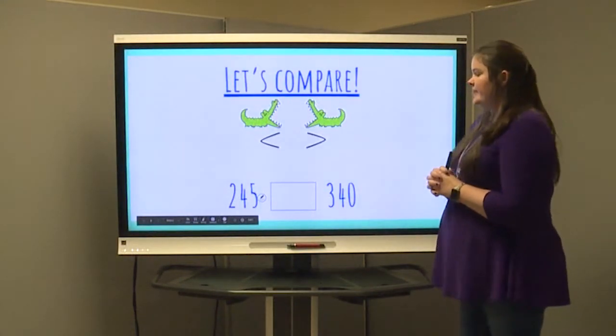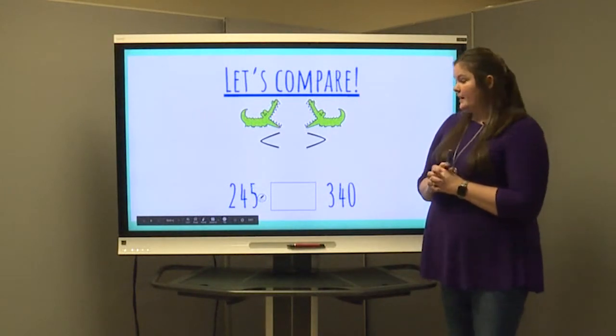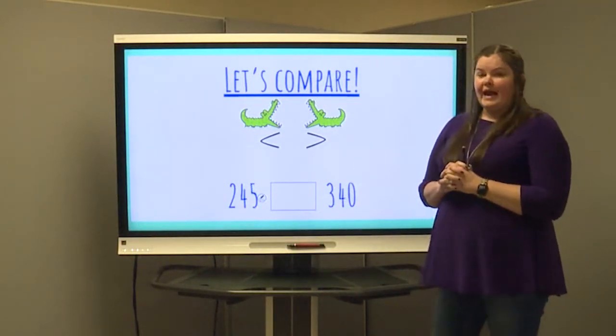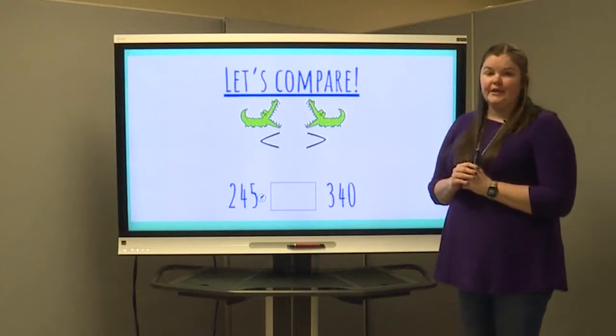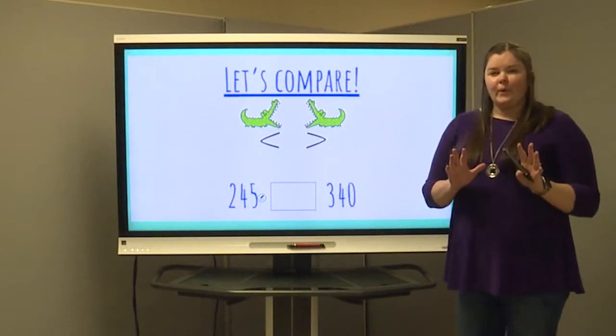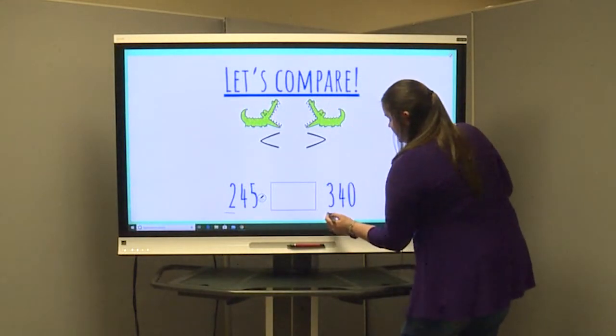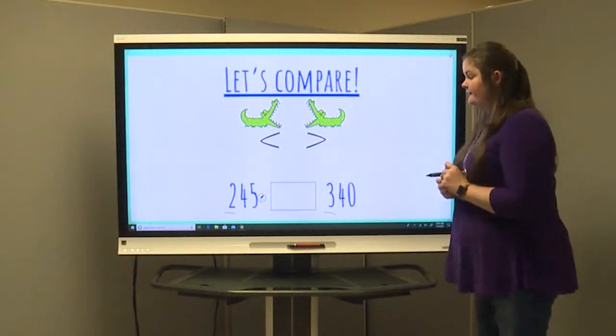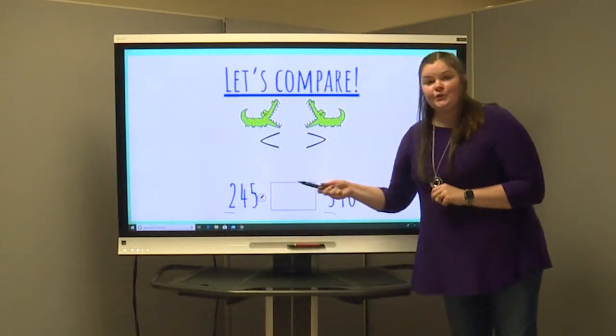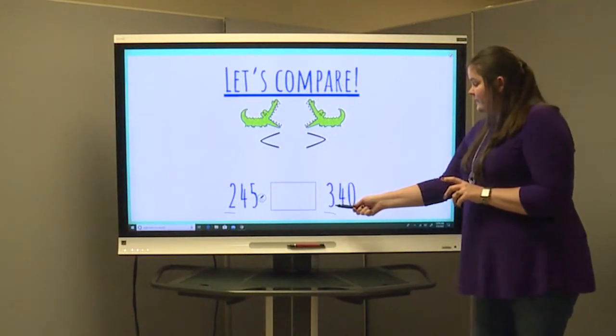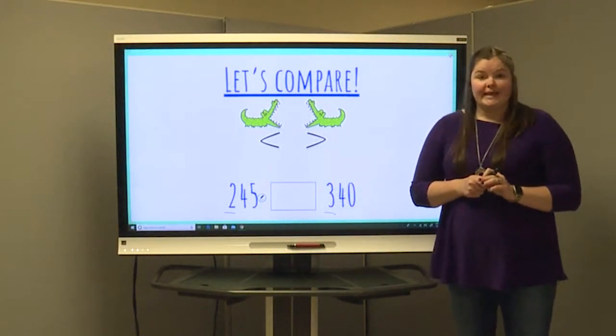All right, so let's look at these two numbers that I have on the board. I've got 245 compared to 340. Now, if I'm going to compare numbers, I need to look at the first digit in each number. And I see that in my first number, I have 2 hundreds. And in my second number, I have 3 hundreds.